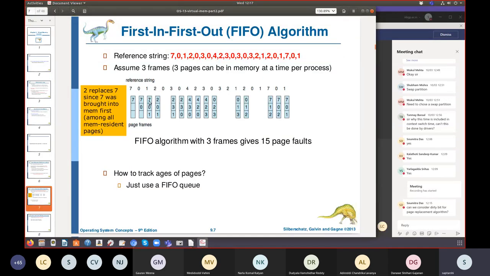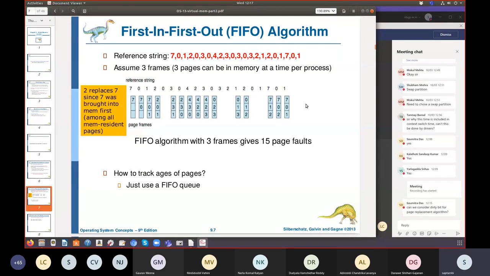Then let's go on. The next access is to page 0. It is already in memory, so no page fault. Then access is to page 3. Again, it's a page fault, so one of the pages has to be replaced. Again, which one? See, among 2, 0 and 1, which was brought in the memory earliest? 0. Therefore, 3 will now replace 0. Okay, and so on.